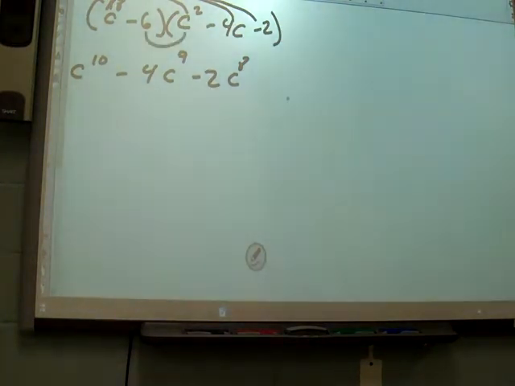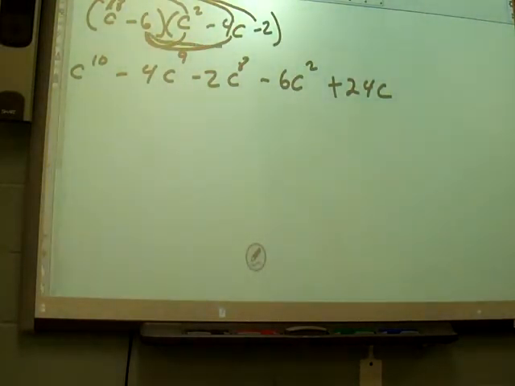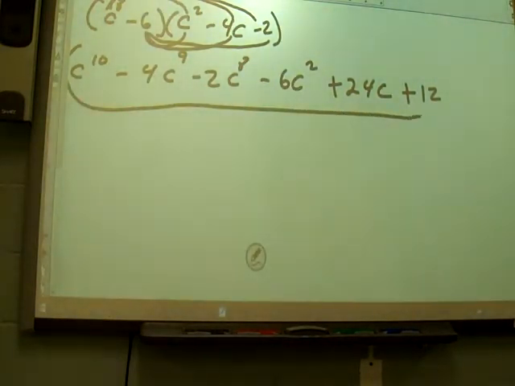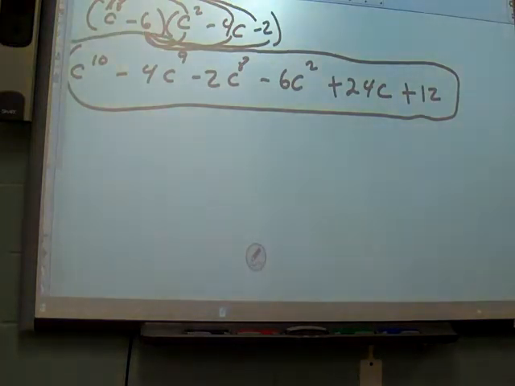-6 times c squared is -6c squared. -6 times -4c is a positive 24c. And then -6 times -2 is a positive 12. So all of that is your answer.